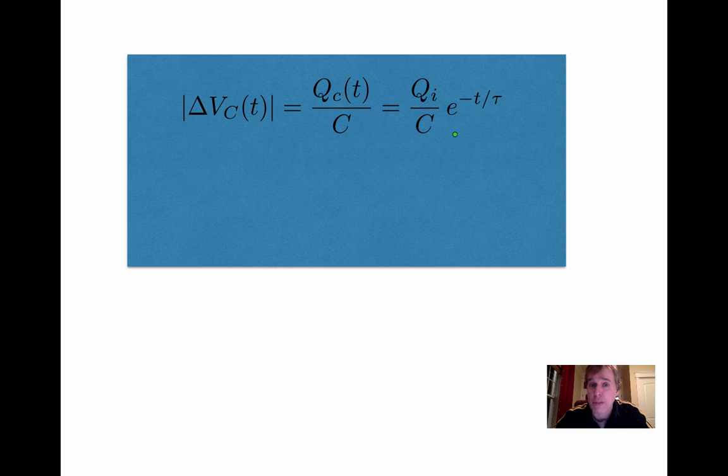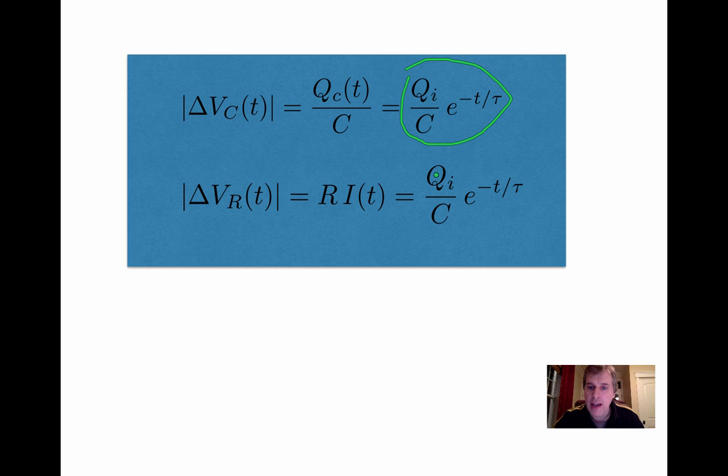What about the voltage across the resistor? For the resistor, you just use Ohm's law. The voltage across the resistor in absolute value is just R times the current. But we just found the current. You plug in the current we just found, which was Qi over RC times exponential, and you get this. Now, this is not a typo. You look at this function for the voltage across the capacitor, and this function for the absolute value of the voltage across the resistor, and they are identical. This is special. It should be that way.